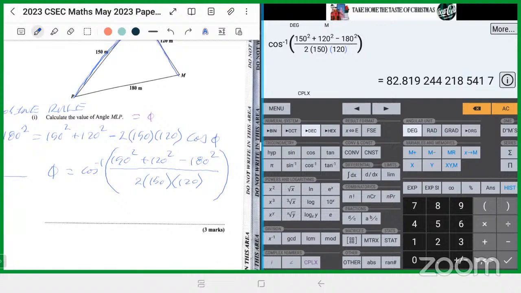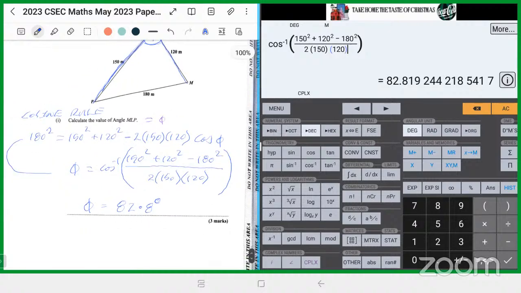When your answer is not exact and they did not tell you the level of accuracy, you'll give your angles in degrees to 1 decimal place. And so that angle phi is equal to 82.8 degrees. That is the angle right there.